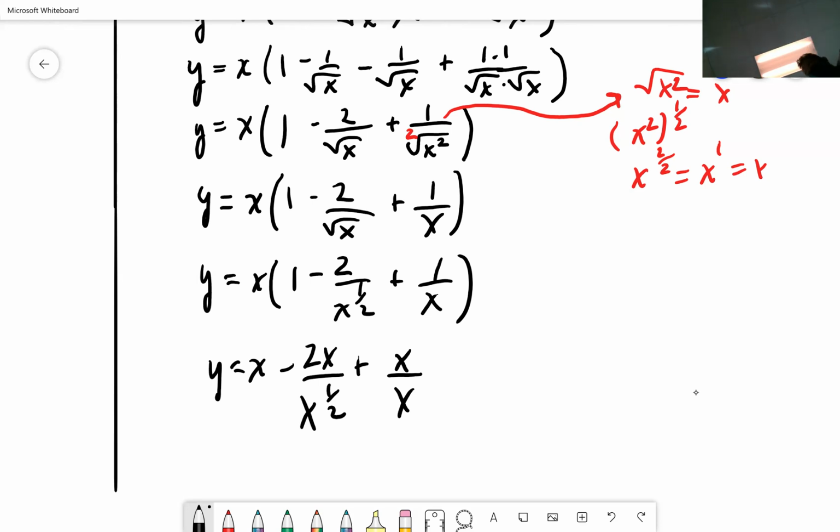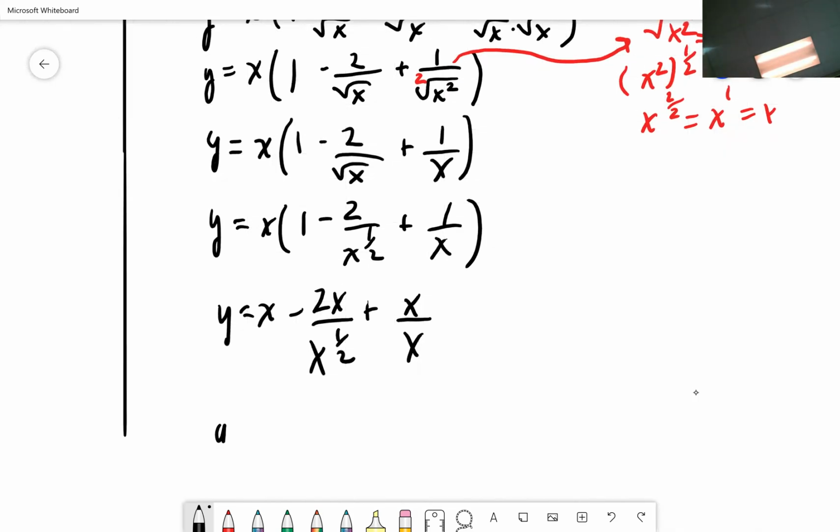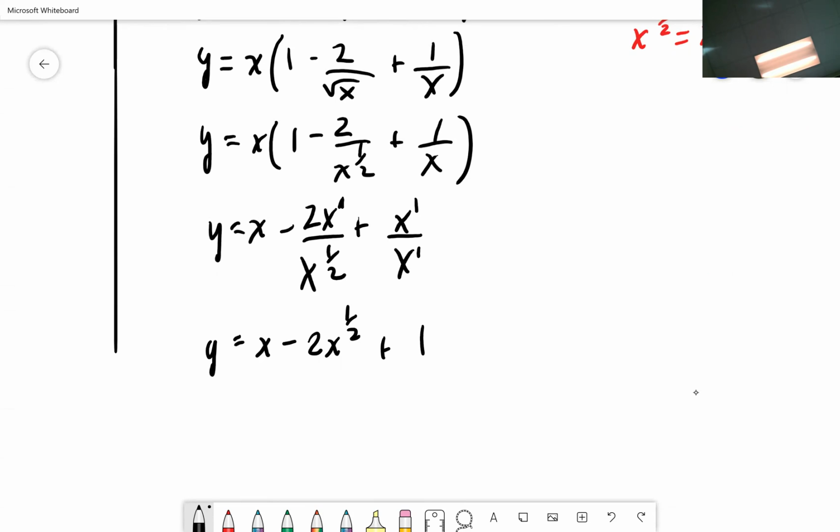And then we say, okay, so we're almost there. We can write this as y equals x minus 2x to the half, because this is the first power, 1 minus half is half. And x divided by x is 1, because if we subtract those exponents, we get x to the 0. We know x to the 0 is 1, or x divided by x is 1. And now we can do that.